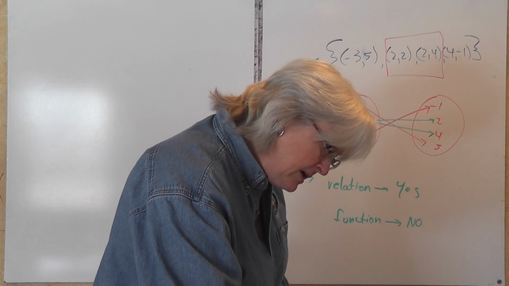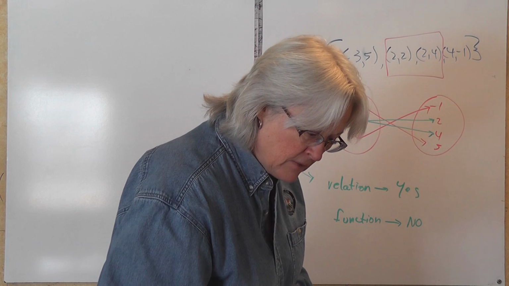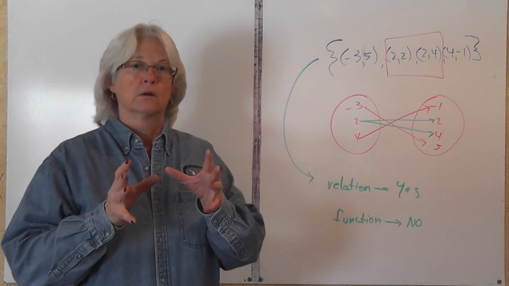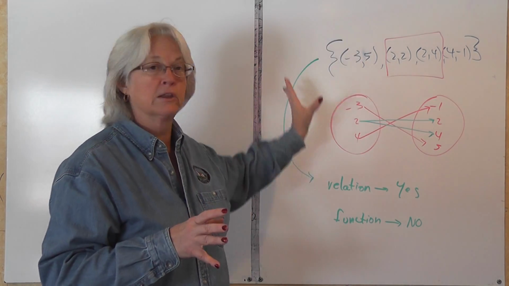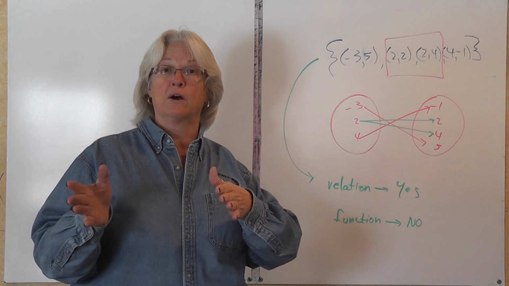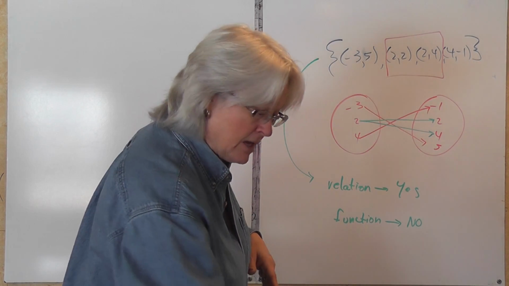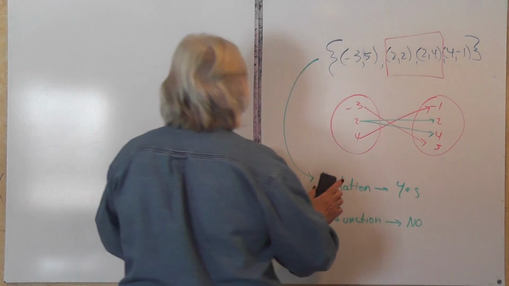And there's a really neat little trick that you can use to just look at the picture of a graph and say, oh yes, it's a function. No, it's not a function. It's what they call the vertical line test. Let me go ahead and show you this.